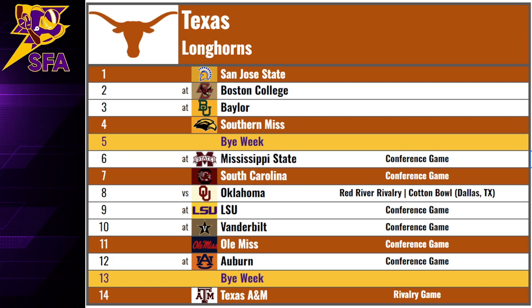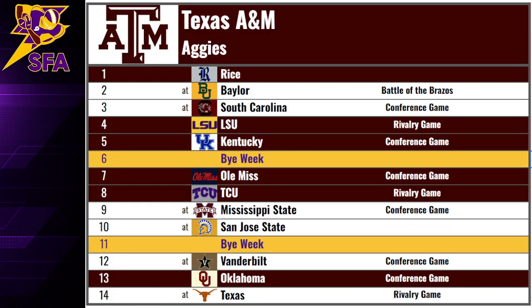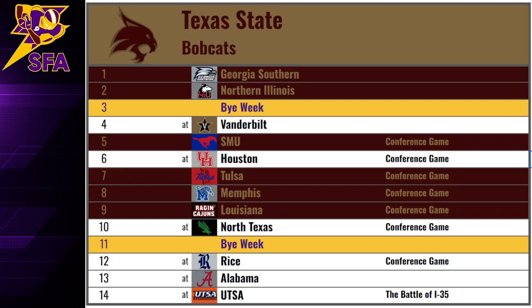Now we got Texas A&M's schedule. They went to the national championship last season. Rice, Baylor, and then San Jose State, and then what's the other non-con game here? Rice, Baylor, TCU in San Jose State. We got Texas State, Coach Fee. He is Georgia Southern, Northern Illinois, Vanderbilt on the schedule, and then finally Alabama. Oh, baby.